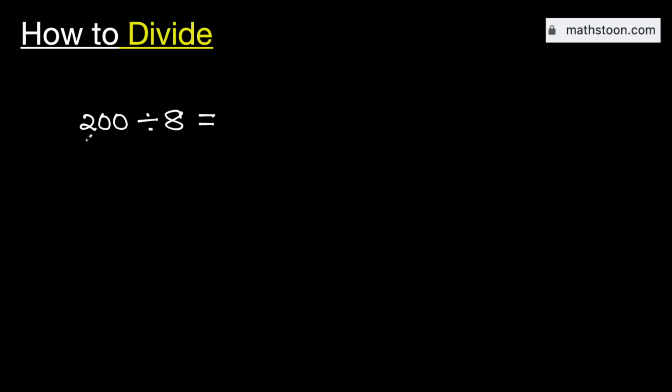In this video, let us learn how to divide the number 200 by 8 using the long division method. See that this 2 is less than 8, so we will consider the number 20. From the multiplication table of 8, we know that 8 times 2 is equal to 16.